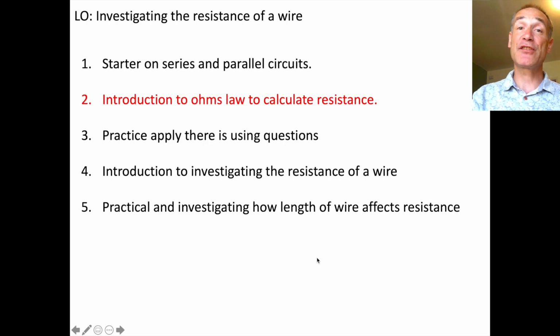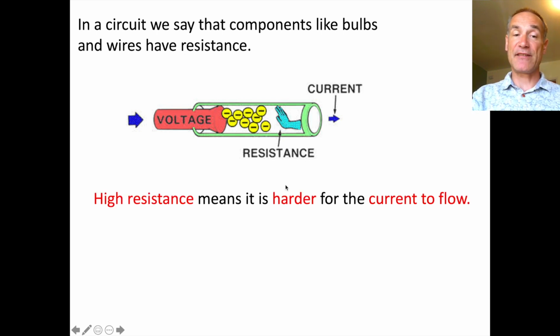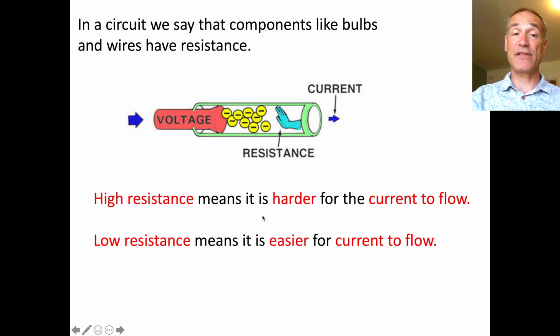So now I'm going to introduce Ohm's law to you so we can look at how we can calculate resistance of components. Resistance slows down current. Voltage pushes the current through and resistance slows it down. So if you've got a high resistance, it means it's harder for current to flow, and if you've got a low resistance, it's easier for current to flow and the charges move around faster.